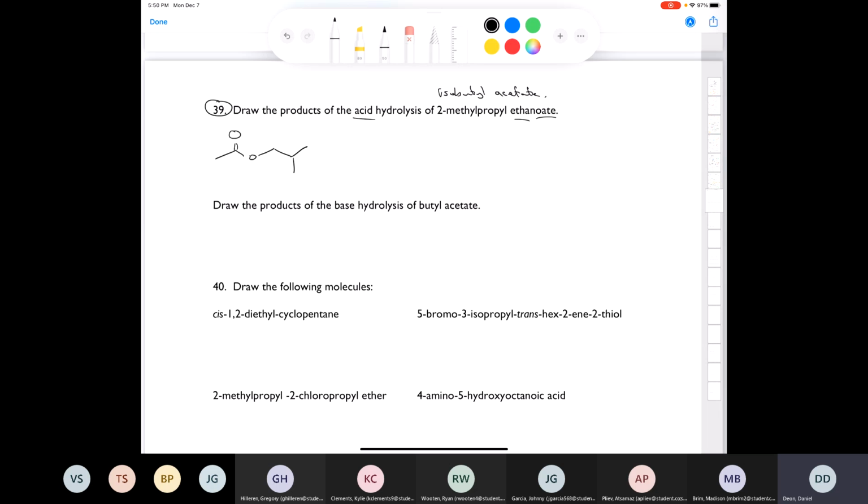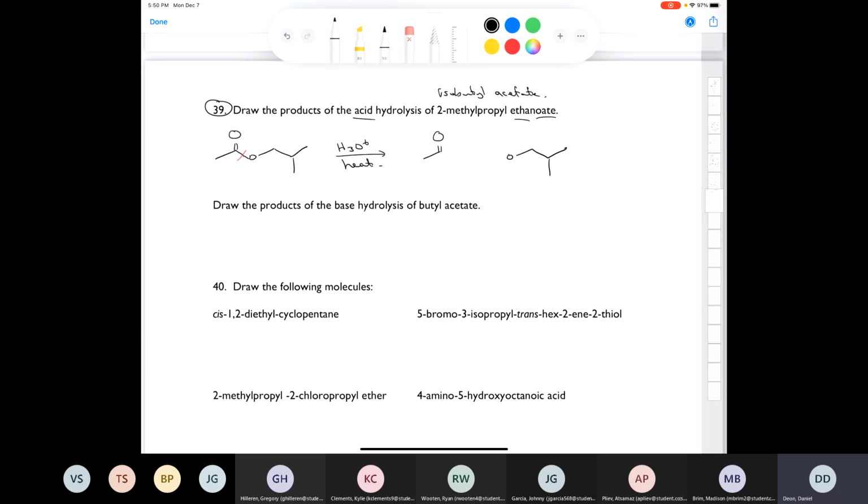Anyhow, we're going to take that ester and we're going to put it in acid and we're going to heat it up. All right, what are we going to do? We're going to break the carbon-oxygen single bond because it's a lot weaker than the carbon-oxygen double bond. Then what are we going to be left over with? We're going to be left over with this part and this part.